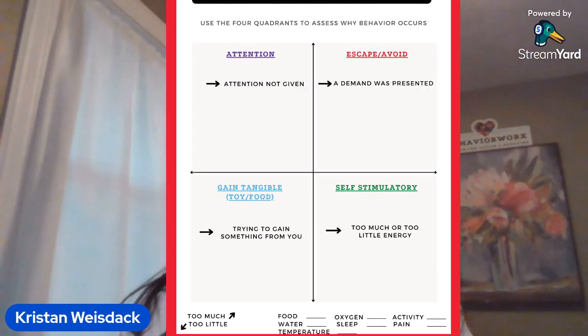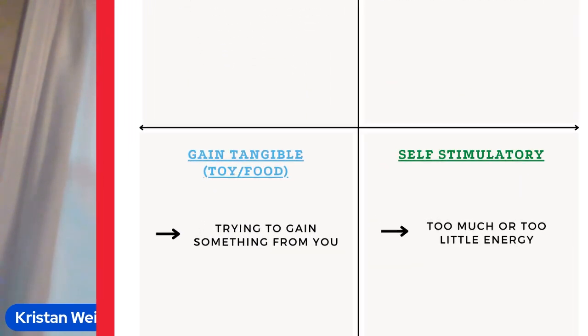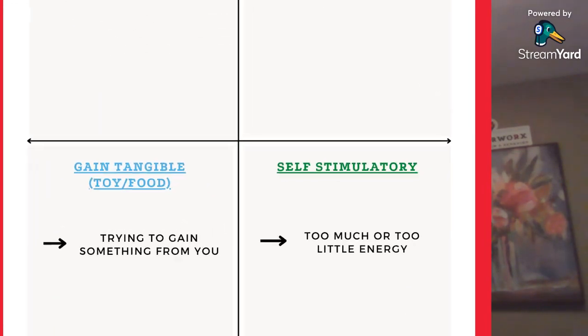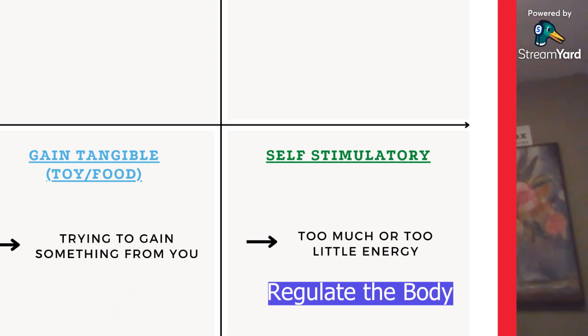And gain tangible is pretty self-explanatory. The child or person that you're working with, because it could be adults as well, did something to gain a tangible item from you as their caregiver or someone else, perhaps a peer. And then self-stimulatory is basically a behavior that that person used to regulate themselves. So you can just put regulate the body in that 4th quadrant. And then circle everything that you just wrote. So you're going to circle no attention was given, demand was presented, gain tangible, and regulate the body. And circle everything that's listed at the bottom of the sheet: the food, oxygen, water, sleep, activity, pain, and temperature.